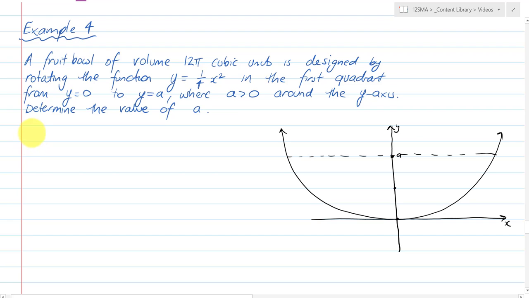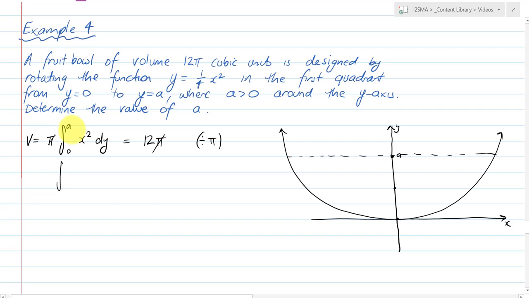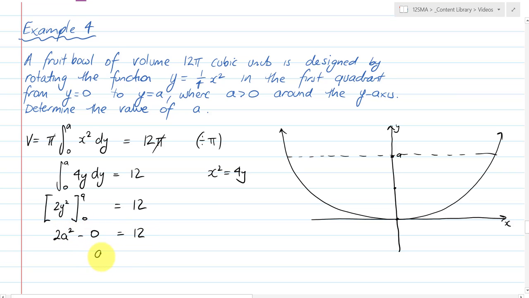So what we're going to do is determine the integral, the volume, is equal to pi between a and 0 of x squared dy, and we want that to be equal to 12 pi. So I'm going to run through this now, but first of all, let's divide through by pi, shall we? That's worked out nicely. The integral between a and 0, x squared, hopefully you agree, x squared equals 4y. 4y dy equals 12. So therefore we get the integral of, substitute in, 2y squared, a to 0 has to equal 12. And so we get 2a squared minus 0 equals 12. a squared equals 6, and a is equal to the square root of 6.